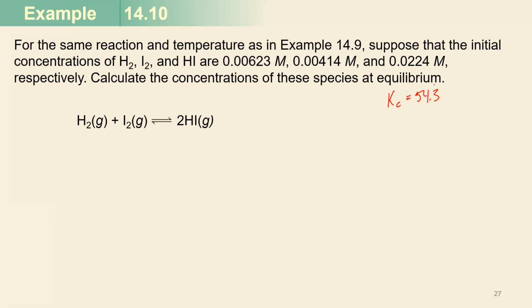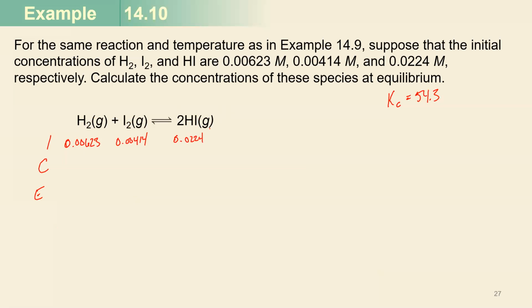So in this example, we have a little bit of starting material for everybody, not just our reactants. They're not exactly the same, so we won't be able to use some of those tricks. So here's our ice table. And we have 0.00623 concentration of H2, 0.00414 concentration of I2, and 0.0224 concentration of HI.